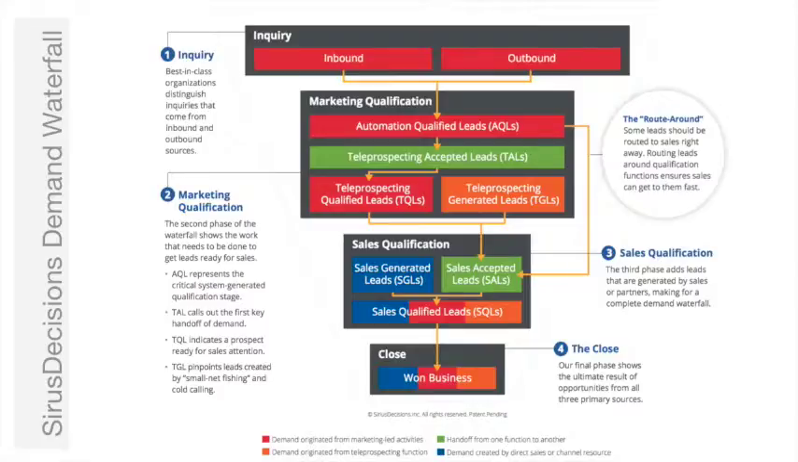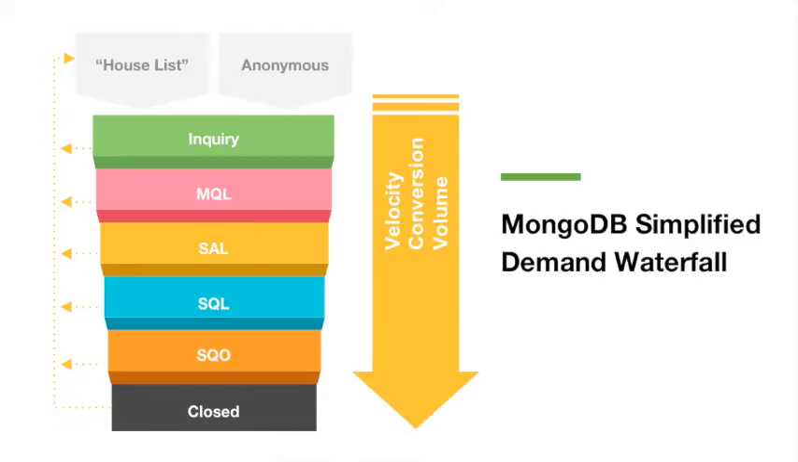And so from there, what we brought from SiriusDecisions into MongoDB's waterfall is just a much more simplified version. So SiriusDecisions will say there's 4 buckets for MQLs. We really only needed 1. So just skimming that down to exactly our needs, and then starting to build out definitions behind that.